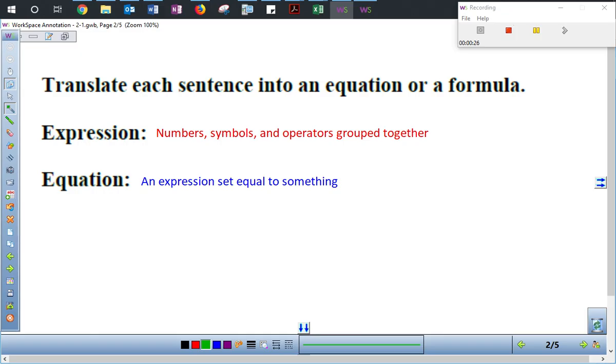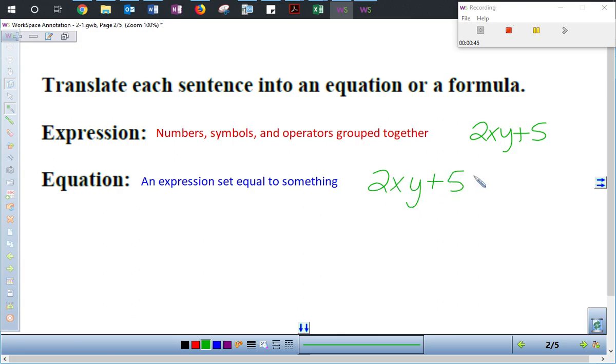Now an expression looks like an equation, but it doesn't have an equal sign. For example, 2xy plus 5, that's an expression. However, when we take an expression and set it equal to something, for example, 2xy plus 5 equals 2xy plus 4, that's when it becomes an equation. So an equation is different from an expression because it has an equal sign in it.